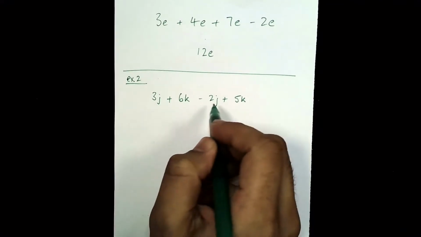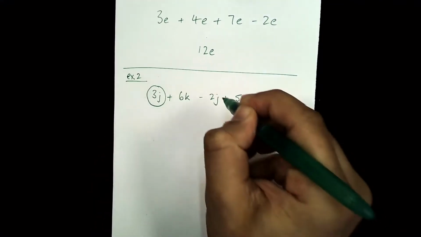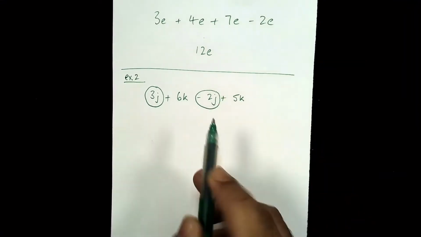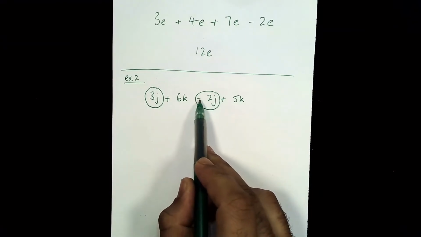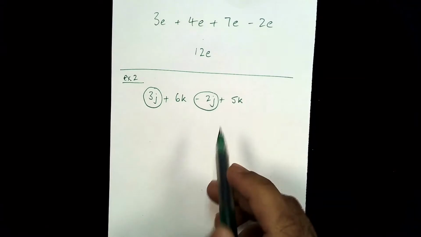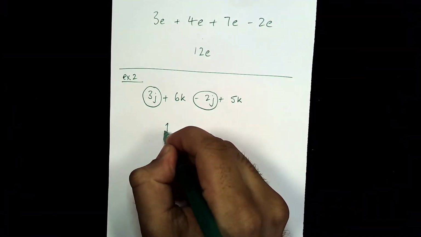So let's deal with each of those separately. If I just put a circle around the terms that have J, and remember the minus stays with the term, so it stays with the unknown. So minus 2J, that's one term. 3J, take away 2J, is 1J. So I can write 1J.